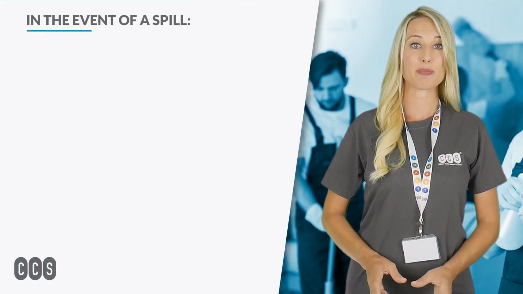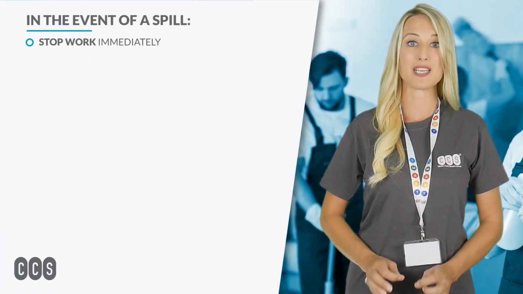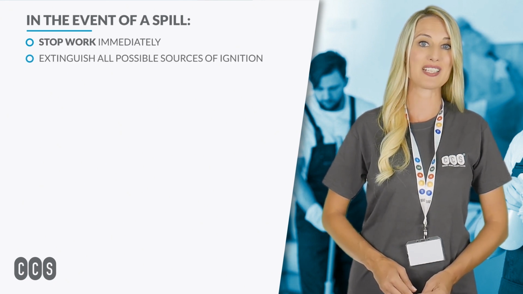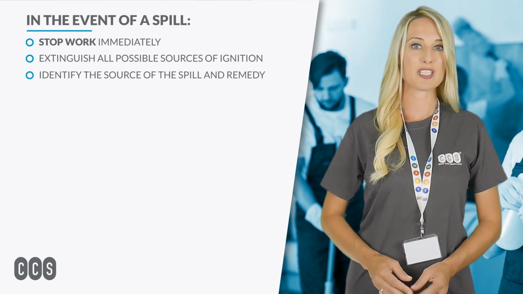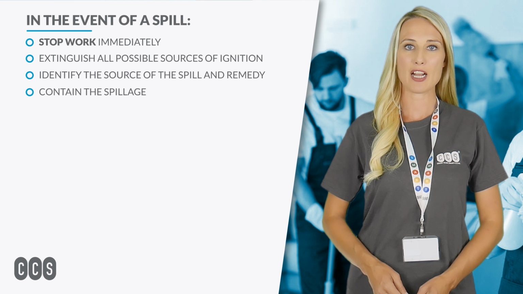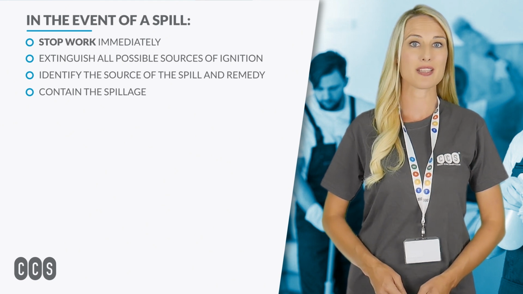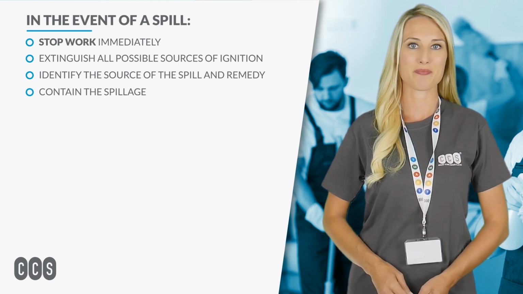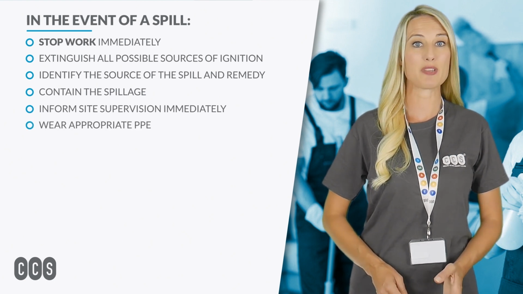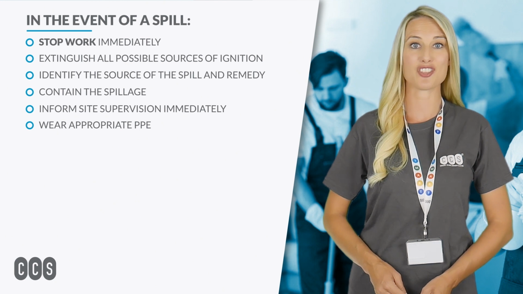In the event of a spill, stop work immediately. If spillage is flammable, extinguish all possible sources of ignition. Identify the source of the spill and remedy. Contain the spillage. This may be carried out by using bunds or bungs to surround the area in question. Inform site supervision immediately. Where appropriate, wear PPE as specified in the safety data sheet.